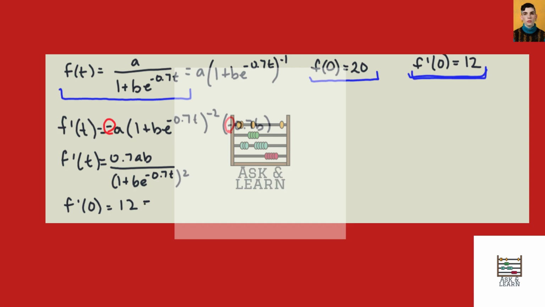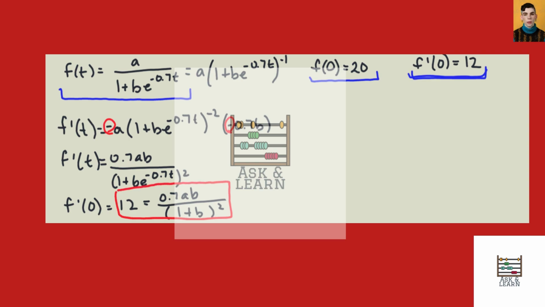So let's go ahead and put 0 in for t and see what happens. 12 equals 0.7 ab over, now we're going to have e raised to the 0 power. And what is e to the 0 power? It's 1. So we're going to have b times 1. So we're going to have 1 plus b quantity squared. Okay, so we're going to take this as our first relationship between a and b.